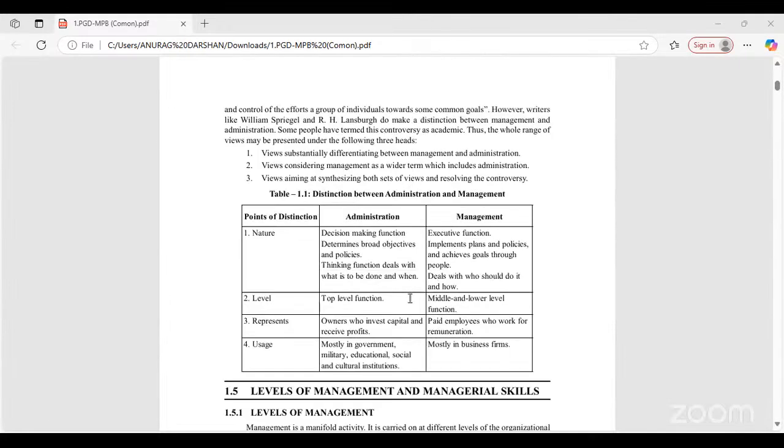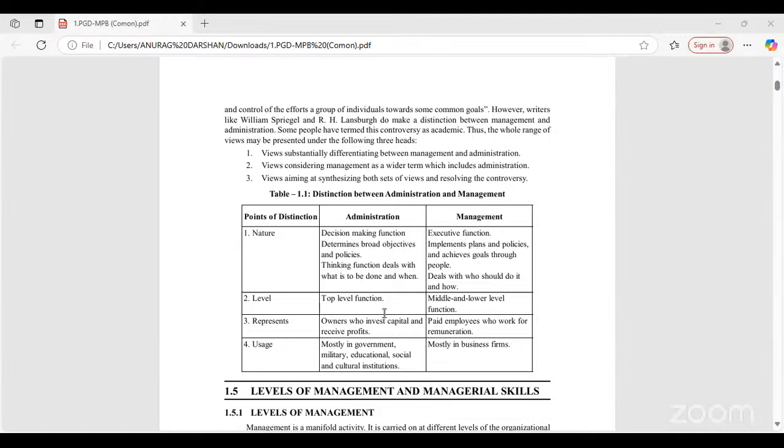Now, what is the difference between administration and management? When I'm saying administration, administration involves decision making. It can be the objectives or policies, whereas management will try to execute the functions. In administration, you are at the top. You just say that this is what I want. But when it comes to management, the entire objective is broken into achievable parts, quantifiable parts, measurable parts, and then they will achieve them one by one.